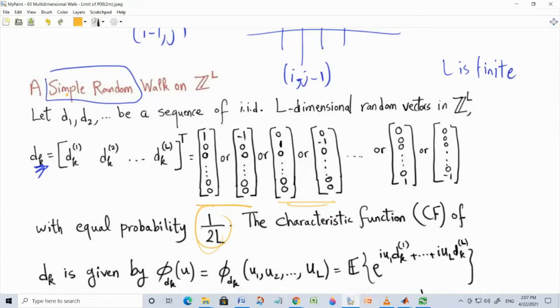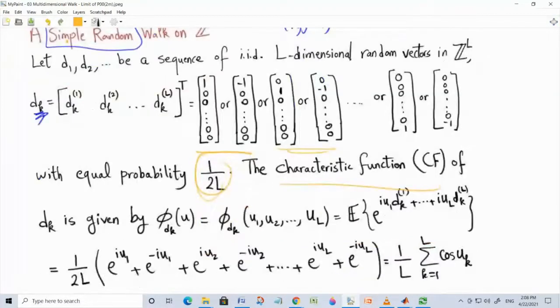Now we will analyze things a bit differently, so we try to learn some new things here. We will use the probabilities, but in a way that is different from the derivation I did in the previous lecture. I will make use of the characteristic function. We did not use the characteristic function previously, but now we will use it: the characteristic function of d_k.